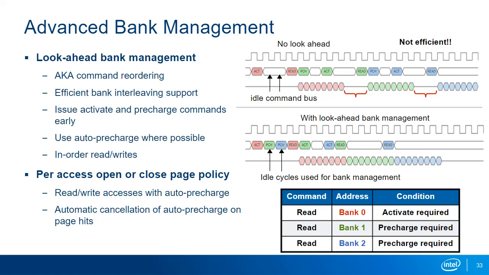The controller can also intelligently keep rows open or close them using auto pre-charge commands, which avoids having to issue separate pre-charge commands. If it is determined that a particular area of memory will need to be accessed again soon, the controller will keep the memory open as opposed to always just closing the memory when it is done using it. This improves the efficiency for random data traffic.